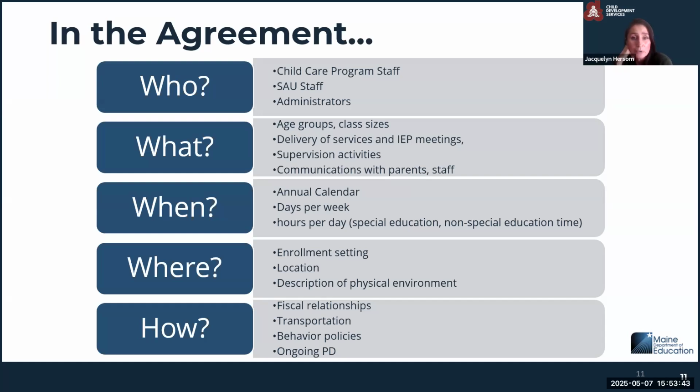The what, which would be what age groups or class sizes, the delivery of services and IEP meetings, supervision activities, and communication with parents and staff. What will the when look like? Talk about annual calendars, days per week of programming, hours per day of programming, the difference between special education and non-special education times. The where will look like enrollment setting, location, and description of the physical environment. And finally, the how, which would include things like the fiscal relationships, transportation, behavior policies and other policies, and ongoing PD and how that would be shared.